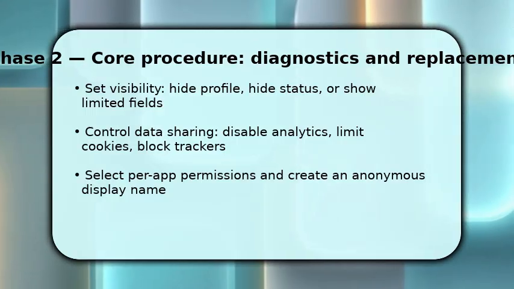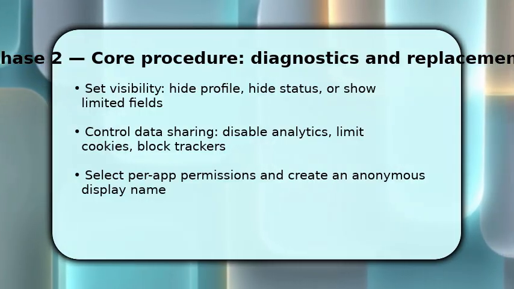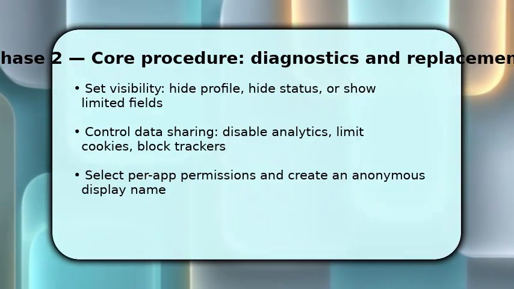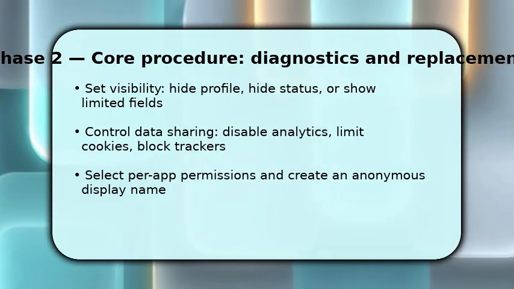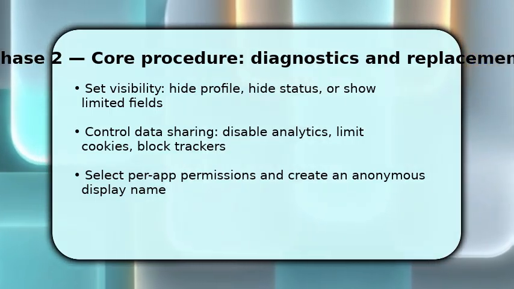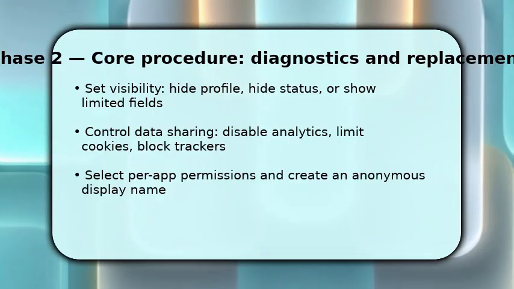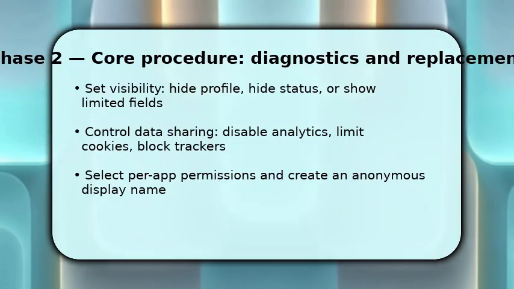Next, control data sharing, disable analytics, limit cookies, and block trackers to prevent cross-session linking. Then review per app permissions and assign a temporary, anonymous display name for interactions. You do all this because Anonymous Mode protects both identity and behavioral traces. Make sure to save settings and test with a quick private message to confirm the anonymous persona behaves as expected.